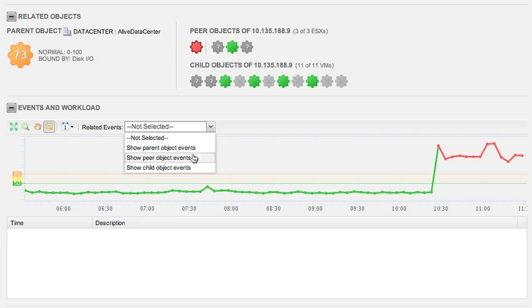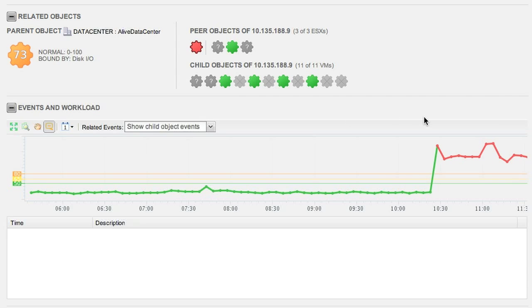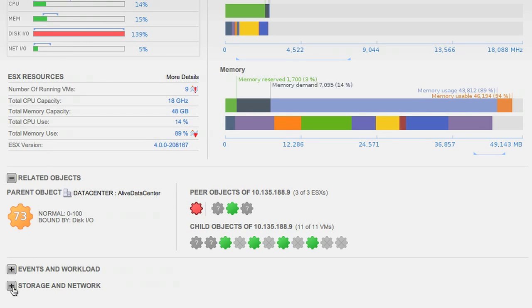We can check out parent objects. We can also look at the peer objects, other ESX hosts in this case, and we can check child objects. Just for argument's sake, let's look at child objects. And again, we don't see any events. So that probably means that nothing that a VI admin did caused this issue to happen. It's possible that some of the workloads within the VMs just started acting up, but it's also possible that maybe there's a data store that's contended for in this case, since we are looking at a disk I/O problem. And given that it is potentially a data store, let's move down to the next section, storage and network.